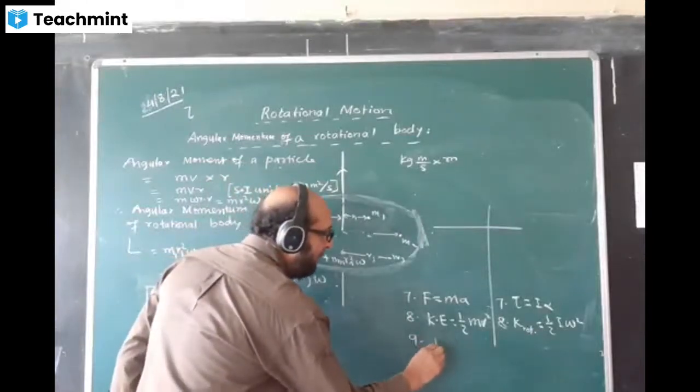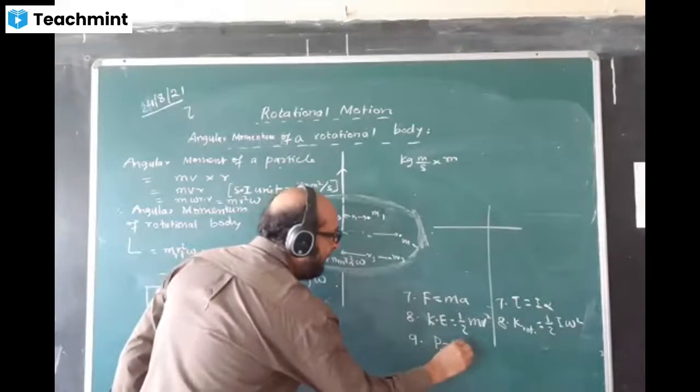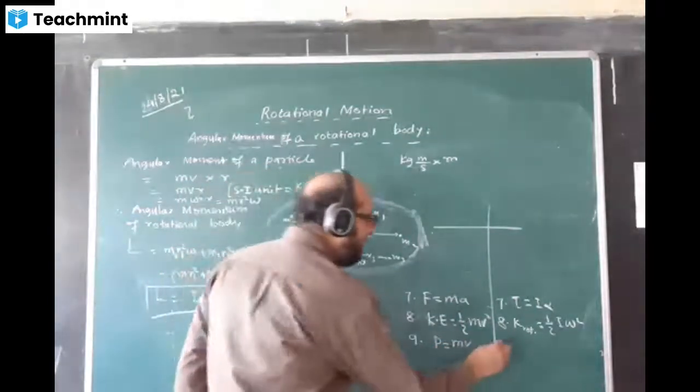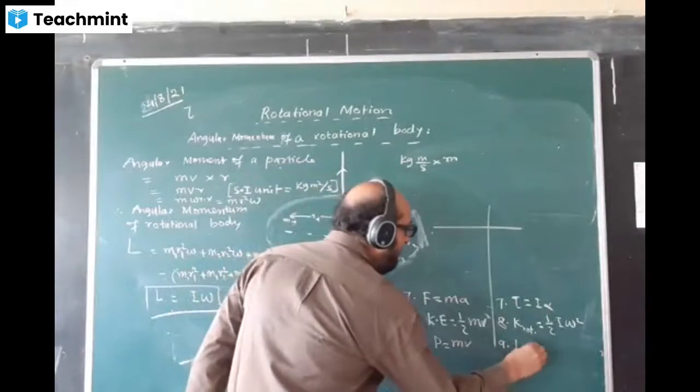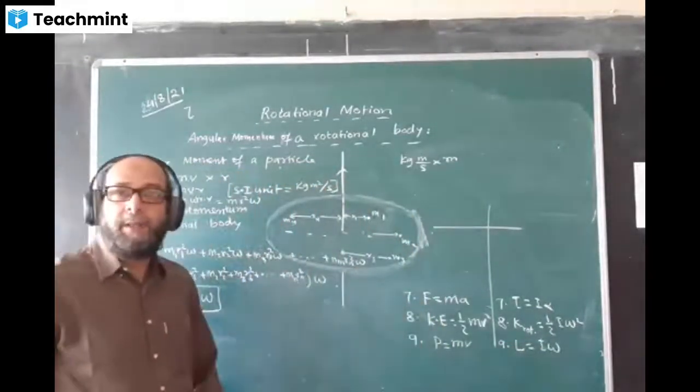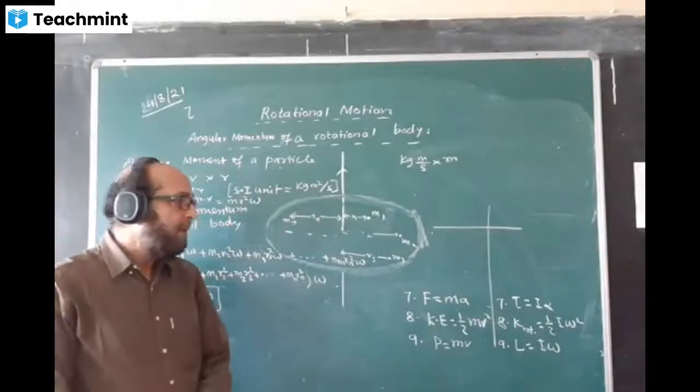Comparison number 9. We have momentum. P is equal to mv. This is called linear momentum. And on this side, L is equal to I omega. This is called angular momentum.